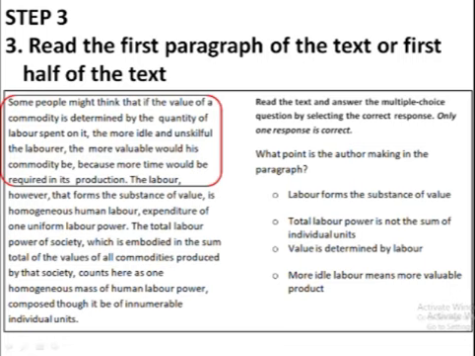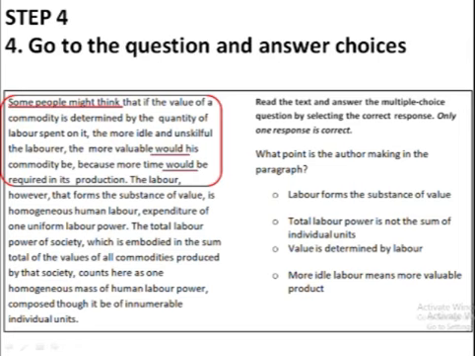So we have read about half of it, and let's try to analyze what this statement is saying. It's just one sentence, and it starts with some people might think. It gives us an idea that this is not true, because it might be the case, and this is what some people think, that something is something, and then another keyword is the more valuable would be its commodity, and the more time would be required in its production. So it's not true, it would be the case. This is what some people might think.